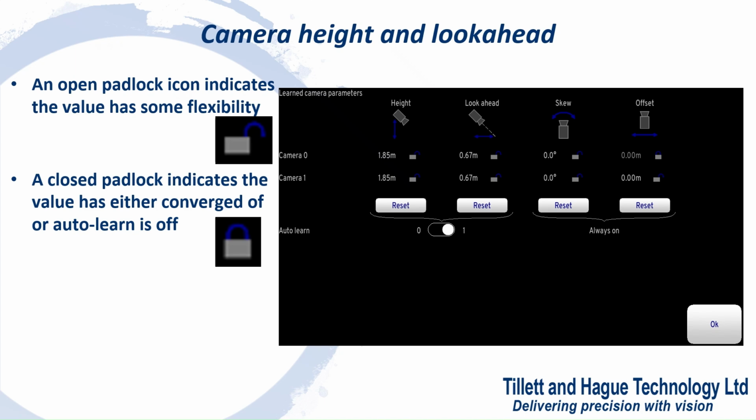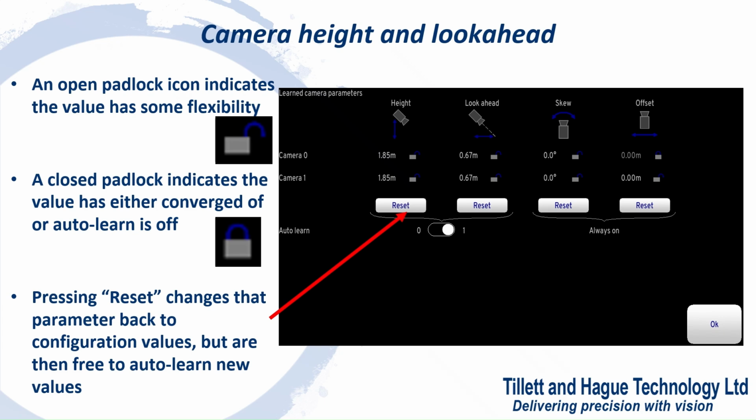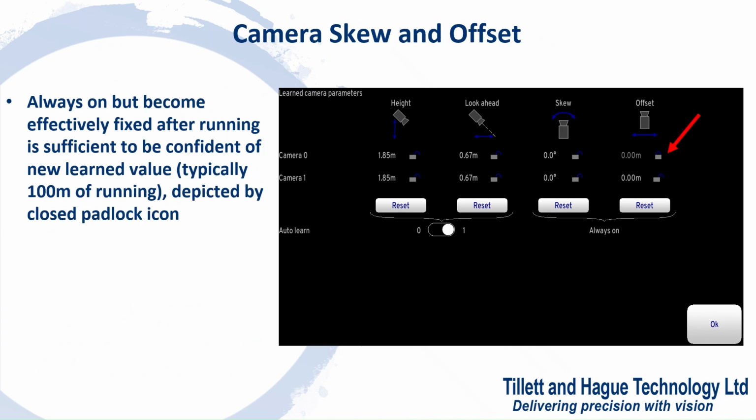Pressing the reset button will revert the parameter to the value set within the configuration file, which will leave the auto learning free to learn new values. Once the system has run within crop for a period of time, the automatic learnt parameters of skew and look ahead will become effectively fixed, depicted by the locked padlock. Bear in mind this typically only requires approximately 100 meters for this to occur.